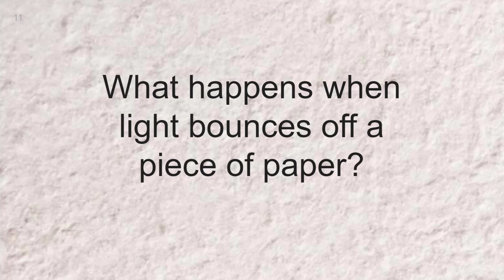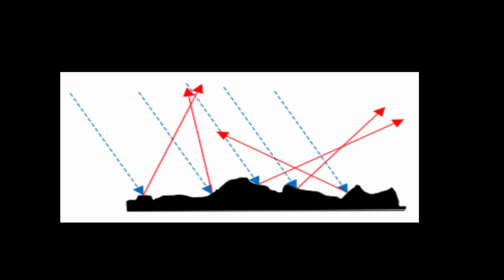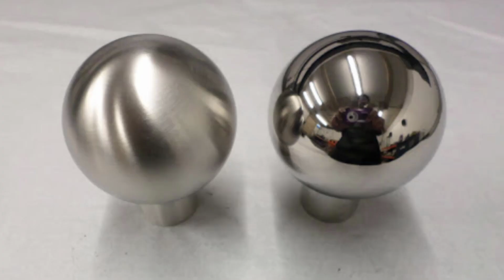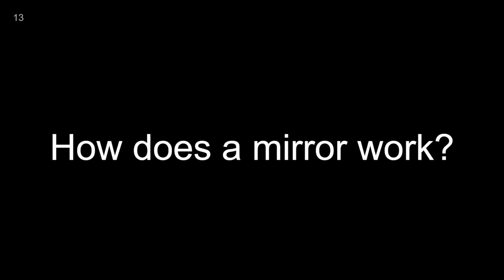What happens when light bounces off a piece of paper? Most of the light will be scattered in all directions, while a little light will be absorbed and transmitted. So why does polishing objects make them smooth and shiny? When polishing an object, the polish will fill in the cracks and smooth out all the bumps, making the object more reflective.